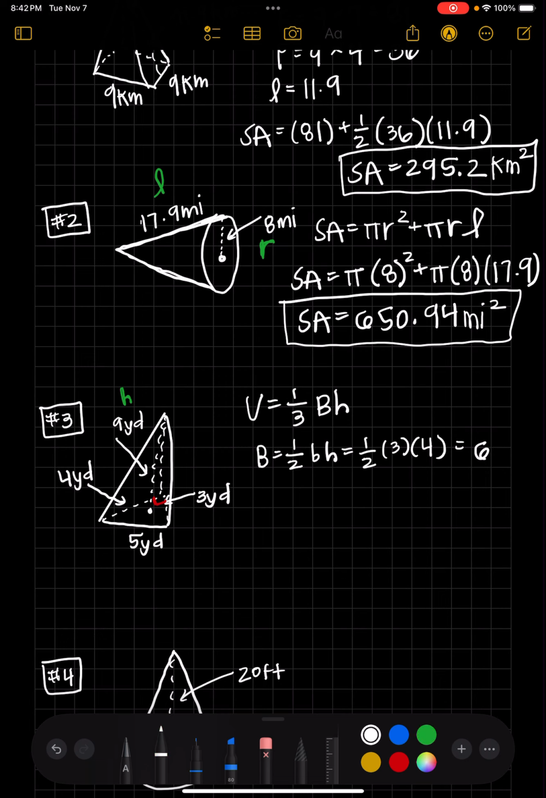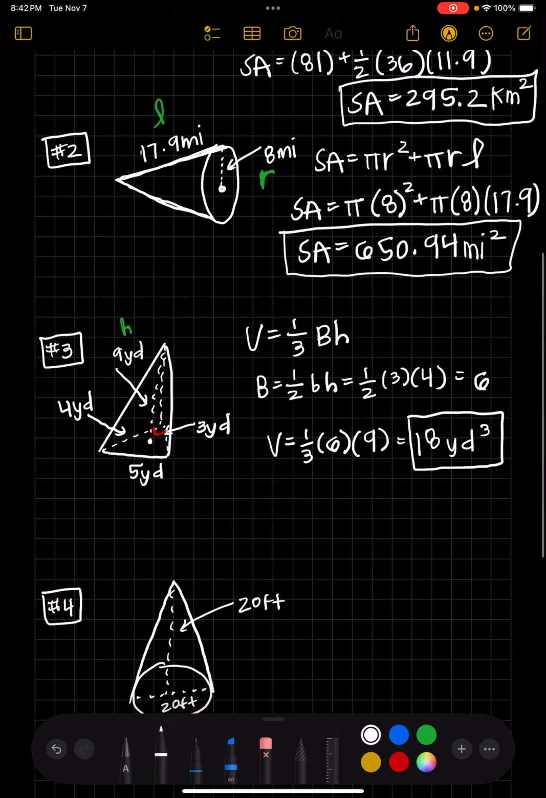So if I plug everything into my volume formula, volume is 1/3 times the area of the base, which is what we just found, which is 6, and then times the height of the pyramid, which we know is 9. And so then I can just do 1/3 times 6 times 9, which gives me 18. And because it's a volume, we would say yards cubed or cubic yards. So there's my volume there.